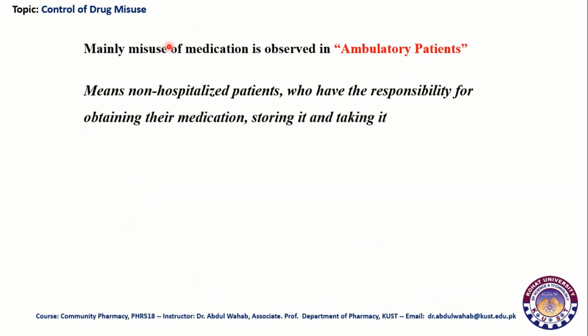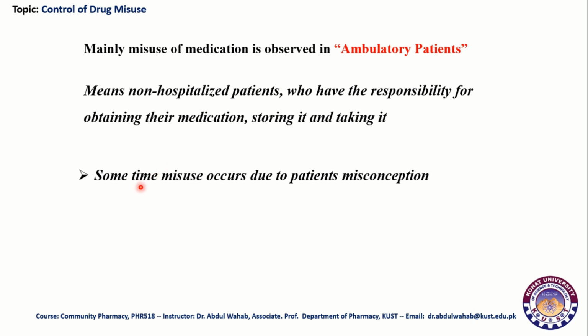Mainly, misuse of medication is observed in ambulatory patients. So what is an ambulatory patient? It means a non-hospitalized patient, who has the responsibility for obtaining their medication, storing it and taking it. Sometimes misuse occurs due to patient misconception.